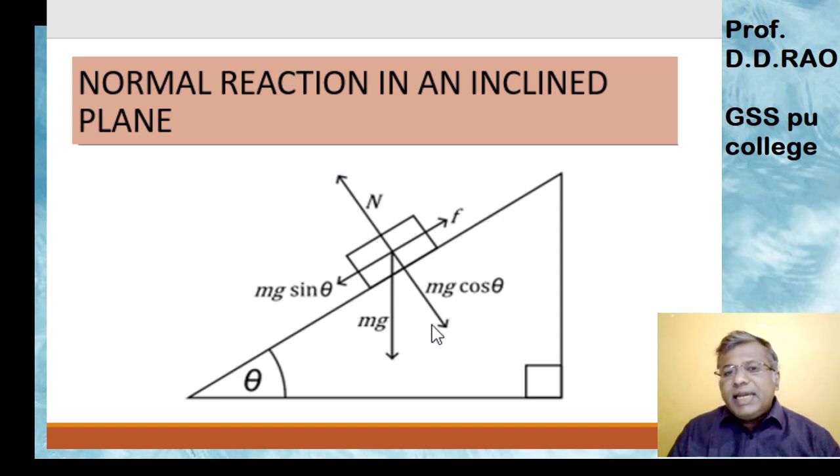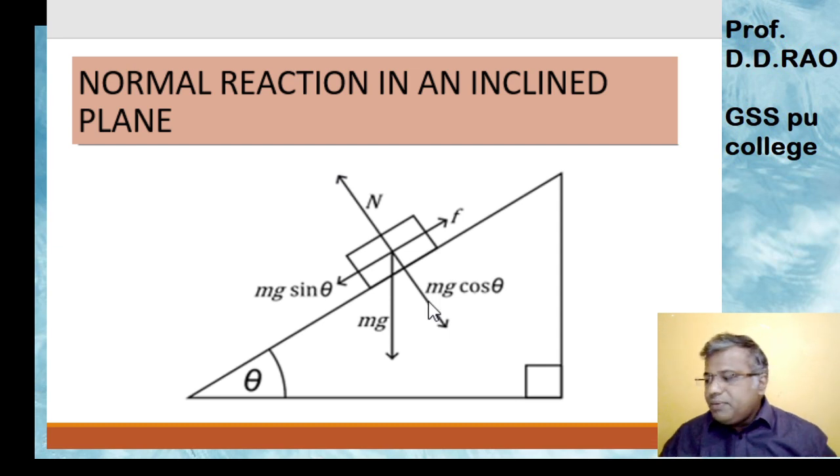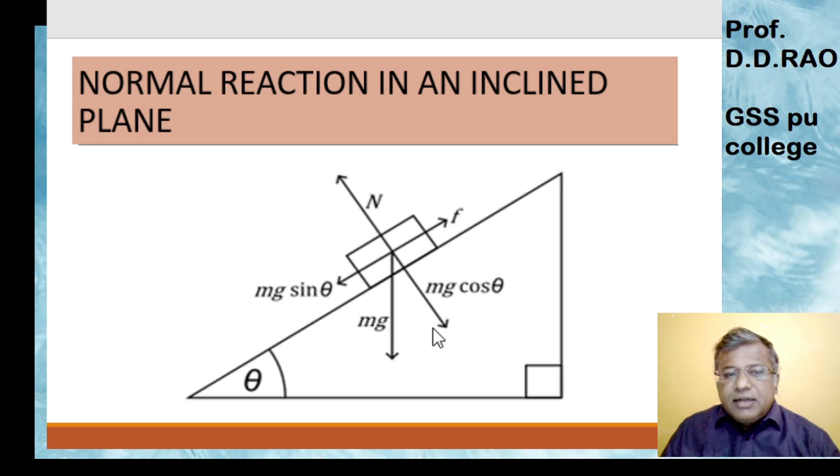Okay, so in an inclined plane, very important, I want you to understand here that the object's downward force will be mg sin theta, but the normal reaction, when an object is at an inclination, will be equal to mg cos theta.